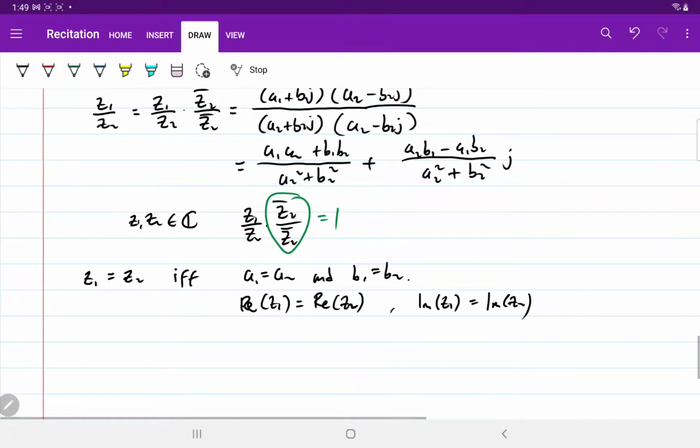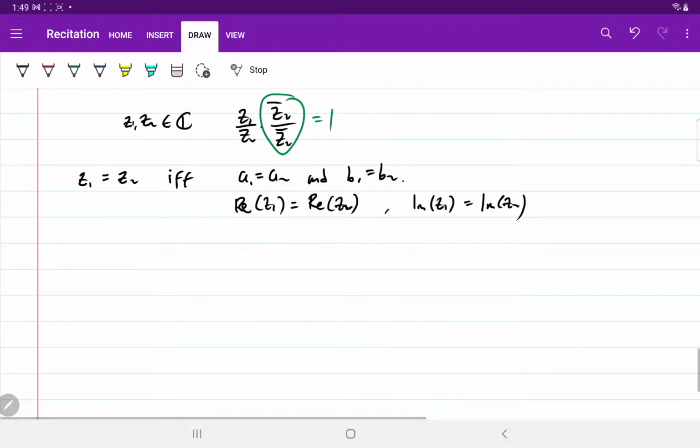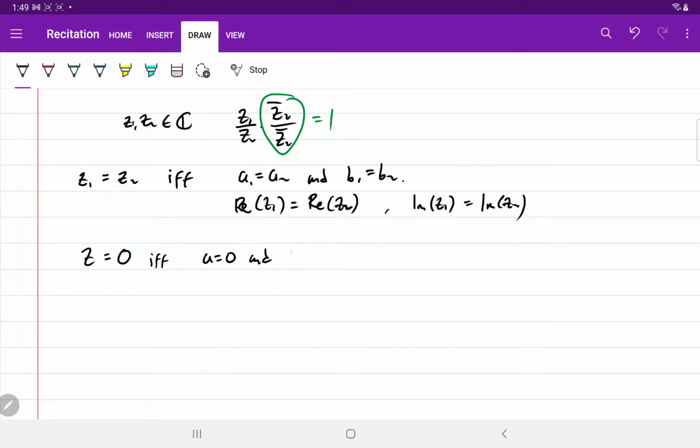And we can say what is 0 in complex numbers. So z is 0 if a is 0 and b is 0.